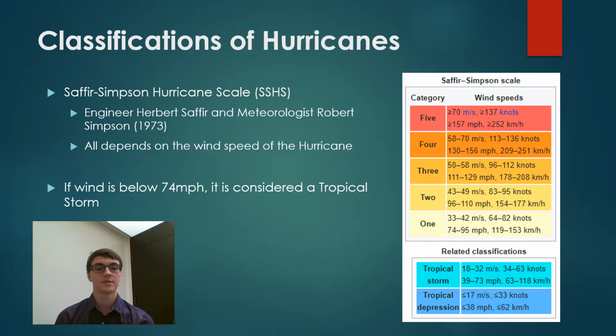So, hurricanes can be classified in 5 different ways on the SSHS scale. That stands for the Saffir-Simpson Hurricane Scale. It's named after the engineer Herbert Saffir and meteorologist Robert Simpson. They created it in 1973. Their scale basically just depends on how fast the winds of the hurricane are. Depending on the wind speed, they put it into 5 different categories. But they also created 2 categories, the tropical storm and the tropical depression, where if it's not a hurricane yet, but it's a pretty bad storm, they put it just underneath a Category 1 hurricane.